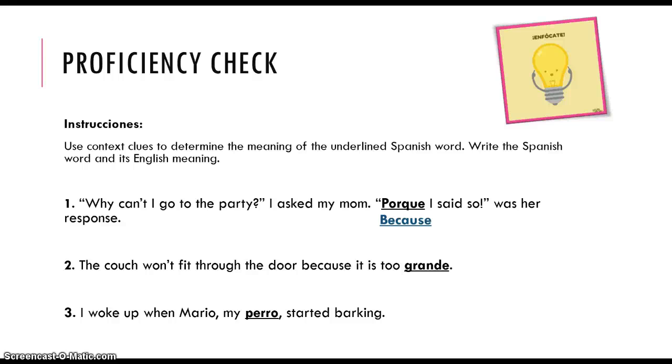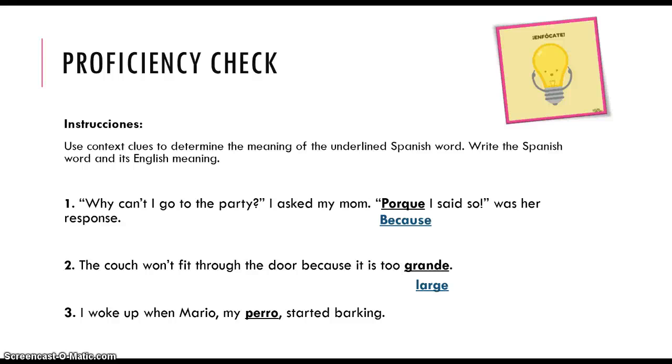Number 2. The couch won't fit through the door because it is too grande. Grande. This one might be a little easier, especially if you go to Starbucks frequently. Okay, grande, large. The couch is too large. Perhaps similar to that episode of Friends where they try to move a couch up the stairs.